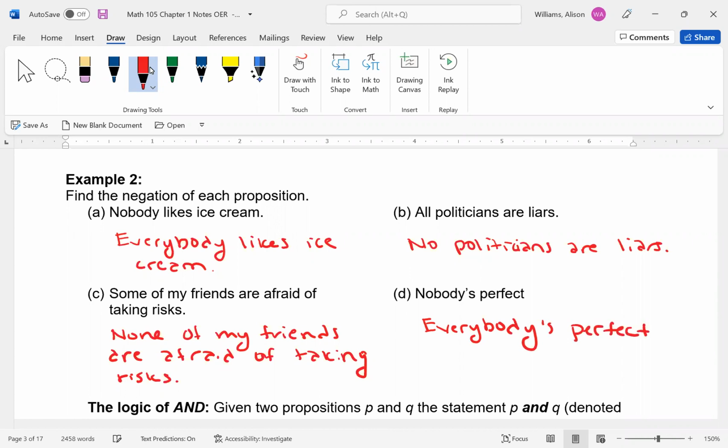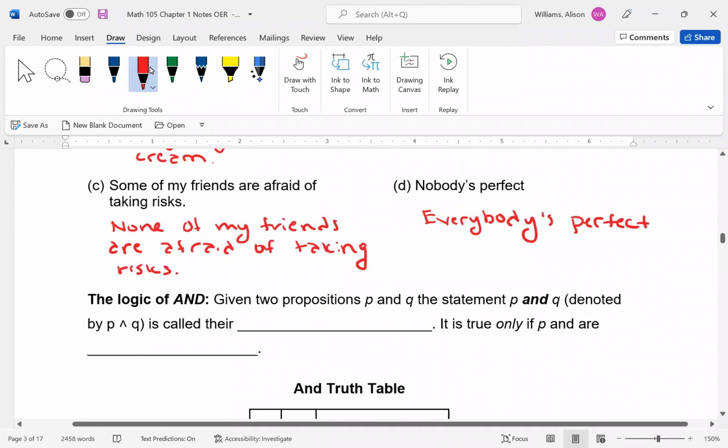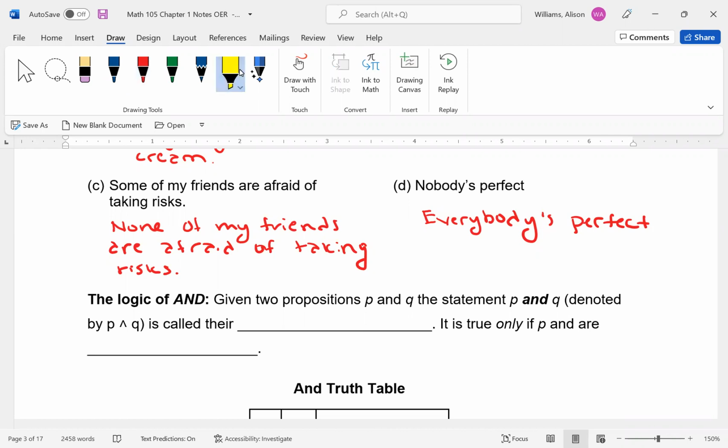Okay, so what we're moving into is different ways of combining propositions. What we just saw is the opposite, how you do a negation of a proposition. Now we're going to talk about putting two propositions together. If you say P and Q, in math we use this upside down V to represent and.